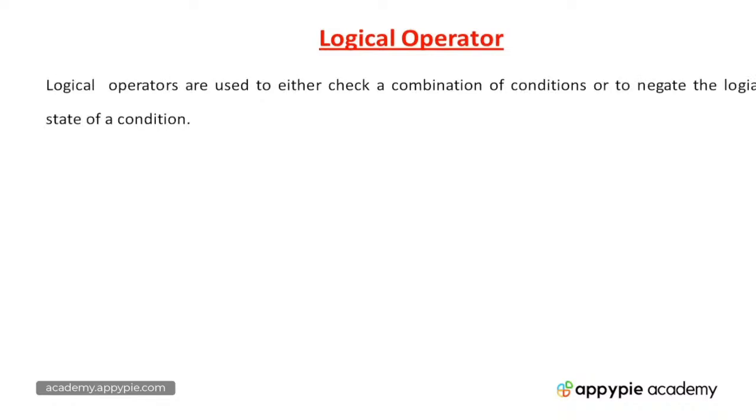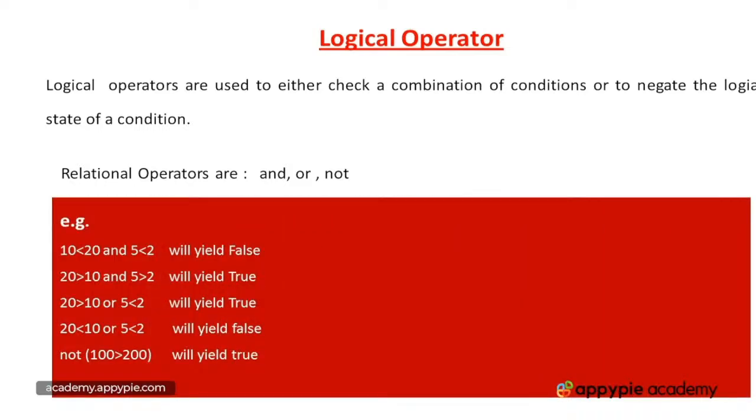Okay. Now we come to logical operators. Logical operators are used to either check a combination of conditions or to negate the logical state of a condition. Let me explain it this way. There are three logical operators: and, or, not. I'm sorry, I have mistakenly written relational operators. These are not relational operators, these are logical operators: and, or, not. So I'm sorry for that.